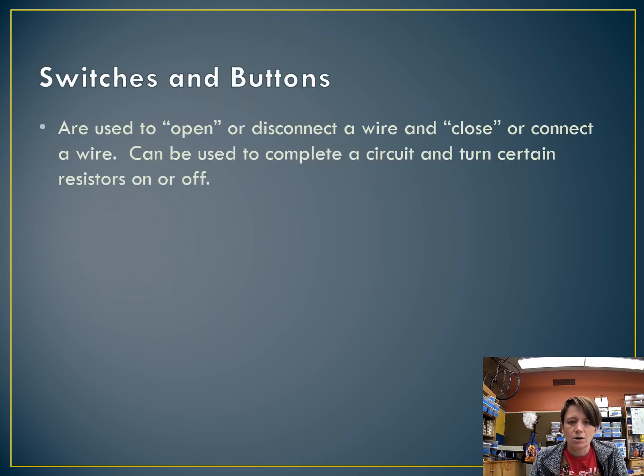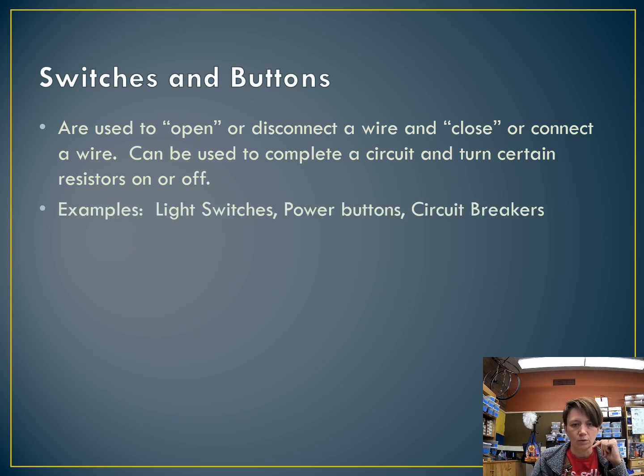Switches and buttons are important parts of circuits because they can be used to disconnect or connect wires in different orientations. A wire that is broken is called an open switch because it's like an open door, and that means the electrons cannot flow across that gap. If the switch is in this orientation, that's known as a closed switch, and that is basically connecting the two ends of the wire so that electrons can move.